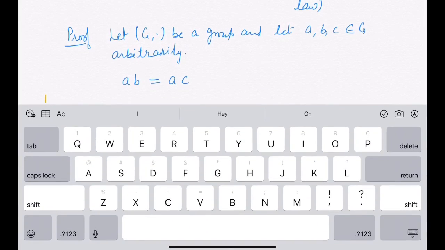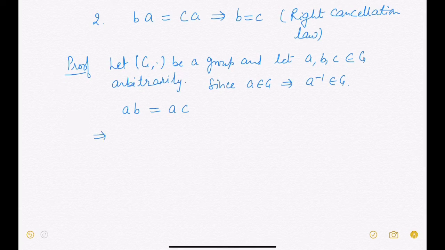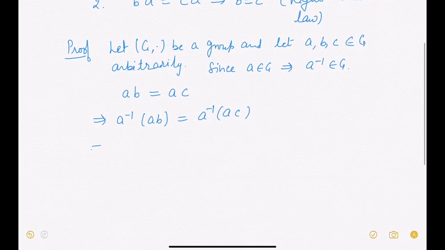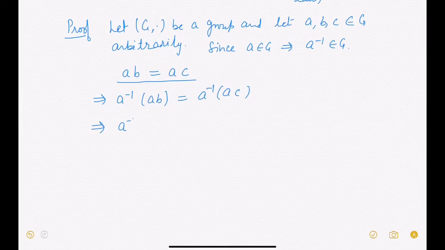Because A belongs to G implies A inverse belongs to G. So applying both sides by A inverse, that is, A inverse operated on both sides of this equation AB equal to AC. Now applying associative law, that means grouping is changed using associative law.